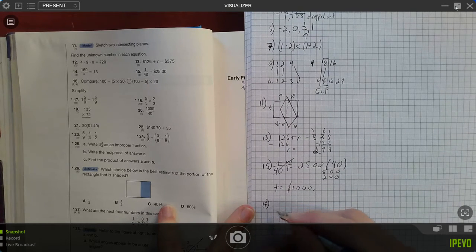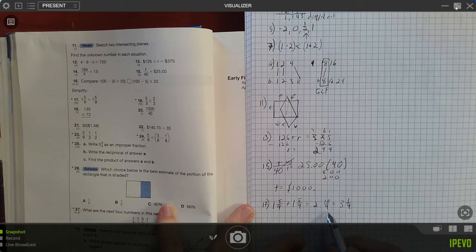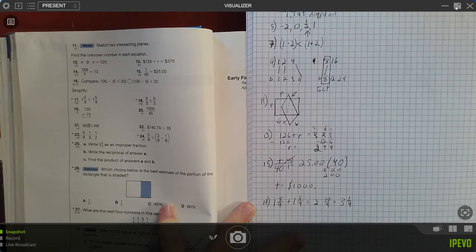17. 1 and 5 ninths plus 1 and 5 ninths. Okay. So you can add that across and get 2 and 10 ninths, except that that's an improper fraction because we can take another 9 out of that. We can simplify it. Give us 3 and 1 ninths. Okay. So 2 and 10 ninths is the same as 3 and 1 ninths. We haven't done any real math. We've just simplified. Okay.